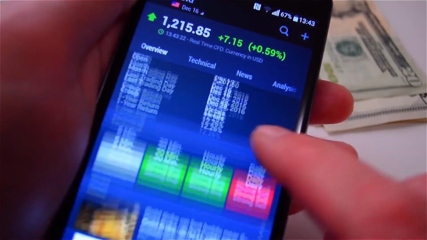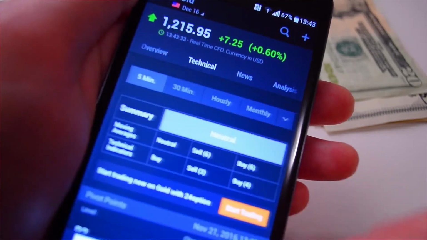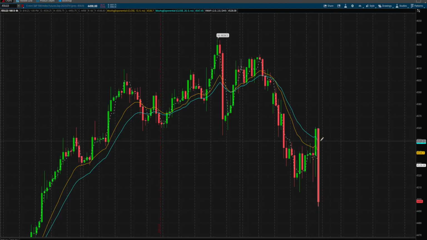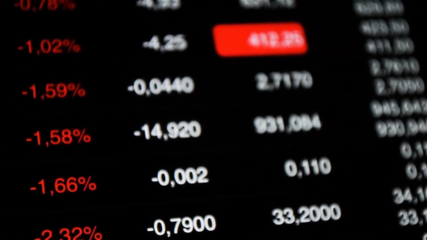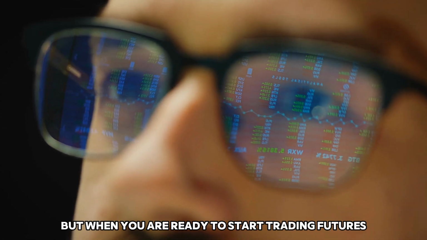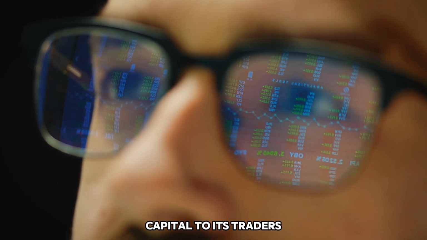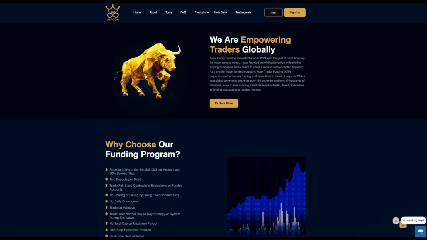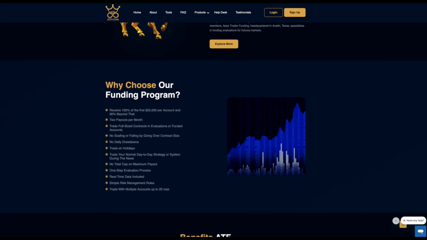There's a lot of brokers out there that provide their own trading platform for free, and they each offer a simulation version of that software. I personally use Thinkorswim, which is provided by TD Ameritrade, soon to be Schwab. And I wouldn't start trading with real money until I see consistent results for at least a solid 3 months. But when you are ready to start trading futures, I would highly recommend a prop firm. A prop firm is a company that provides capital to its traders so that you don't have to risk your own.